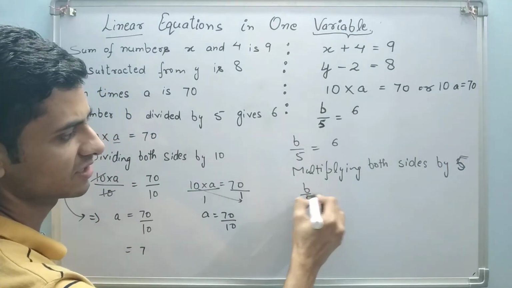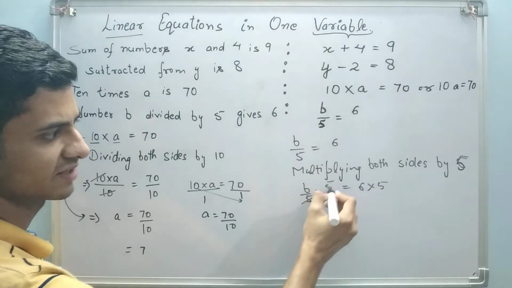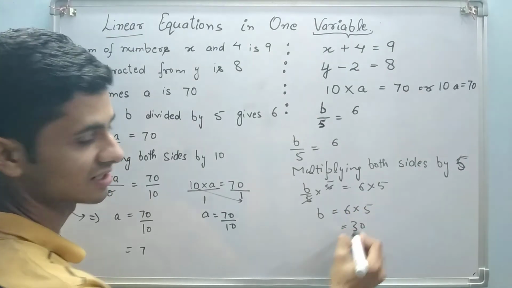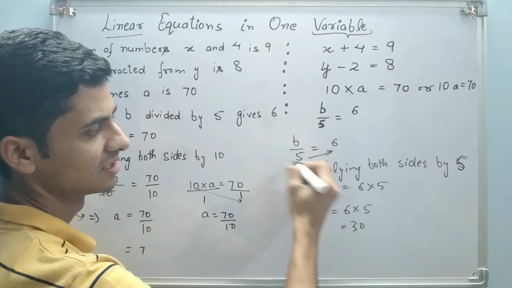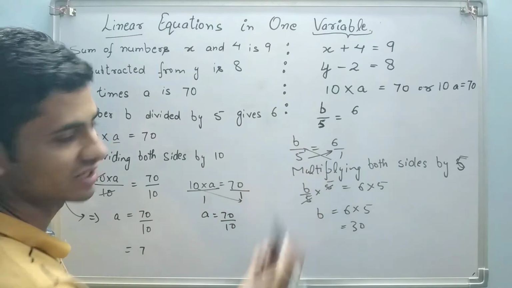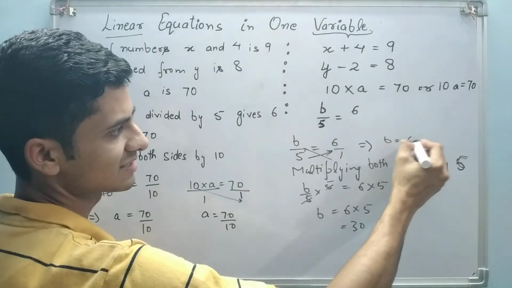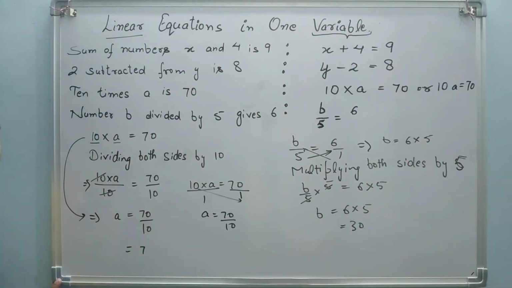b upon 5 into 5 is equal to 6 into 5. This 5 and this 5 would cancel. b is equal to 6 into 5, which is 30. Or we can say that this 5 has been cross multiplied in this way. This is how we can do cross multiplication. So b equal to 6 into 5, and b is equal to 30, we have got.